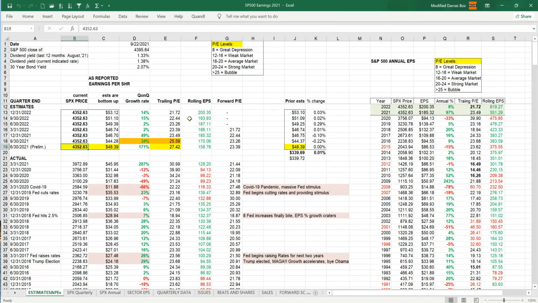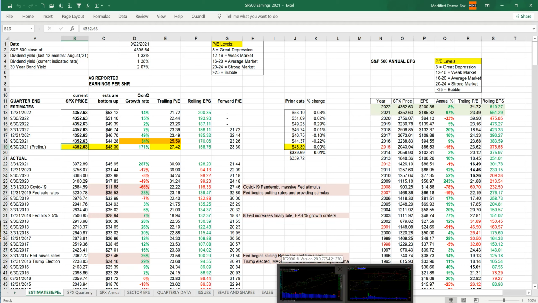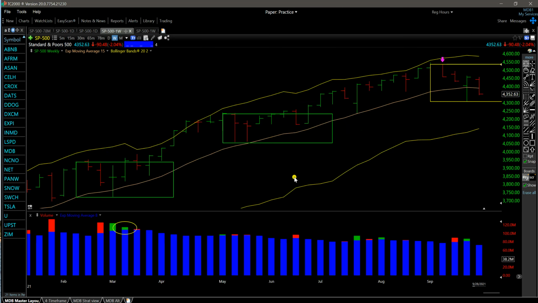I cut this up to make it presentable. And that's what I'm showing you here today. You can cut this up in your own way, but the data is all there and the data is all provided for you. So before we get into the Excel spreadsheet, let's just look at the chart.